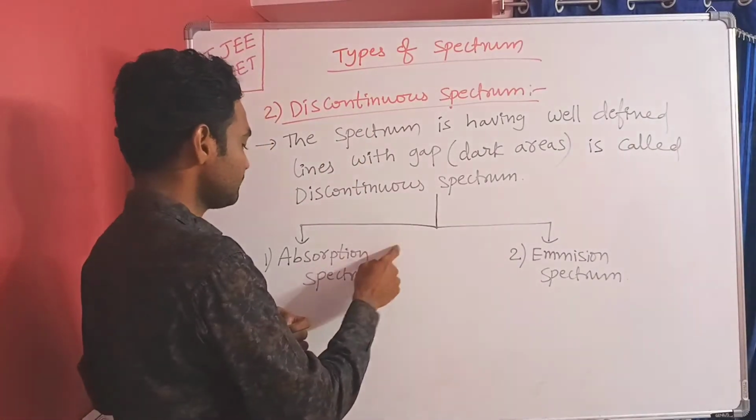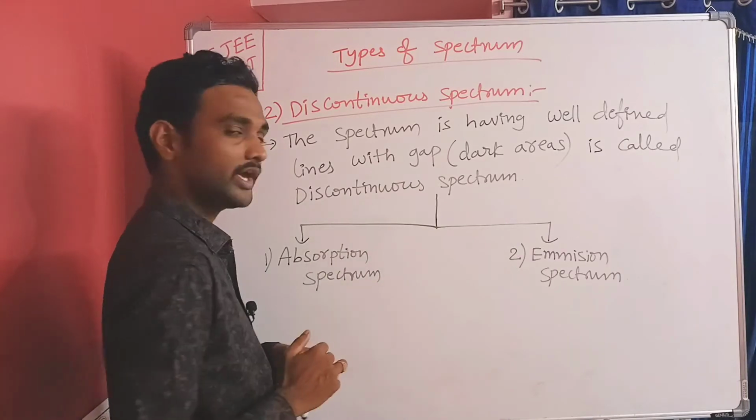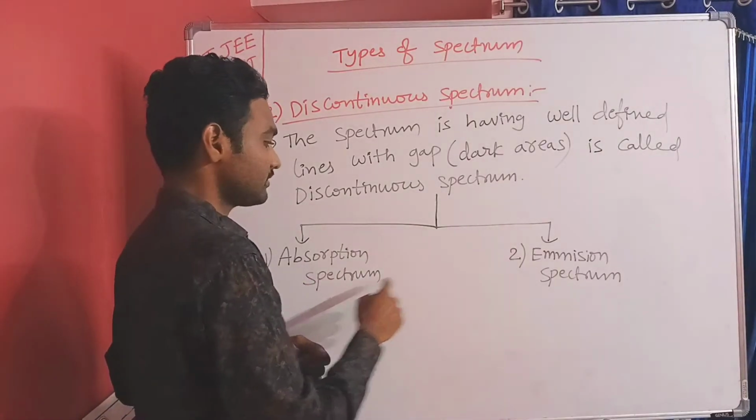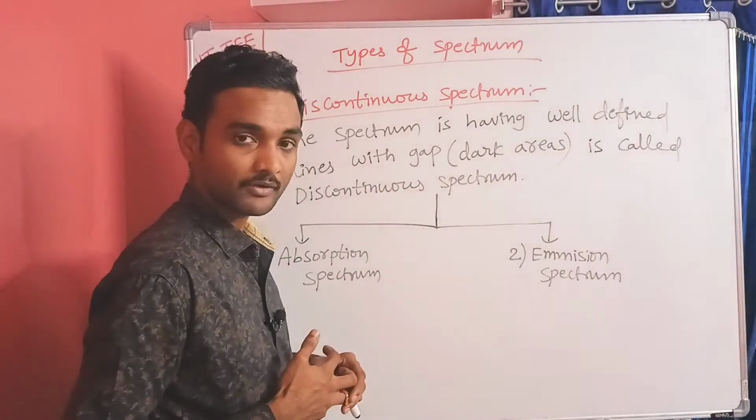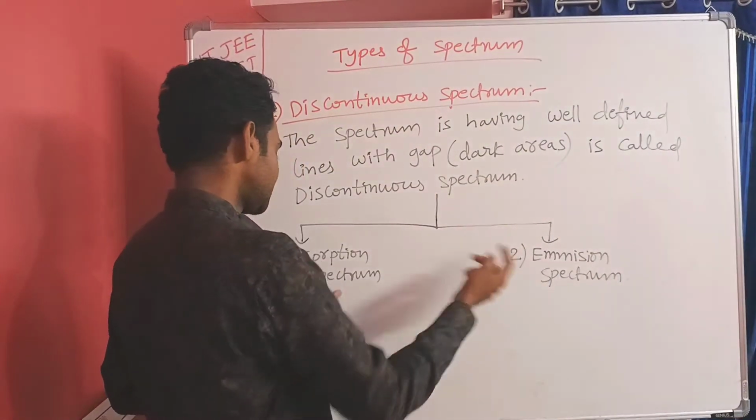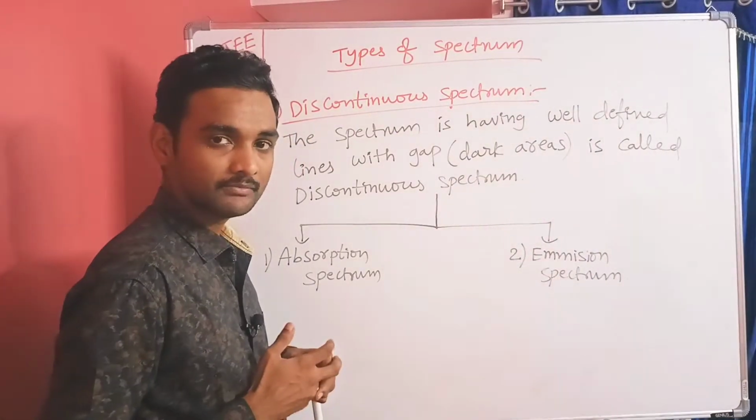Now discontinuous spectrum is again classified into two types: absorption spectrum and emission spectrum. Now let me explain about absorption spectrum and emission spectrum.